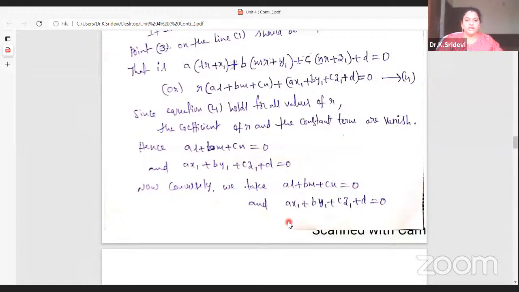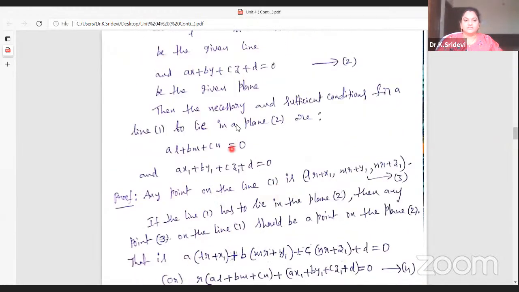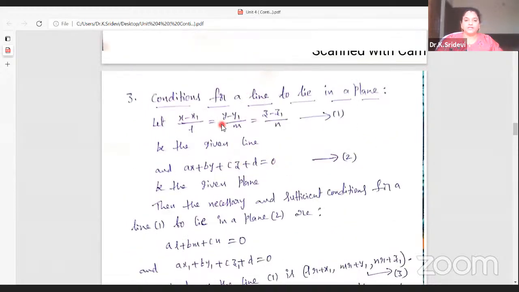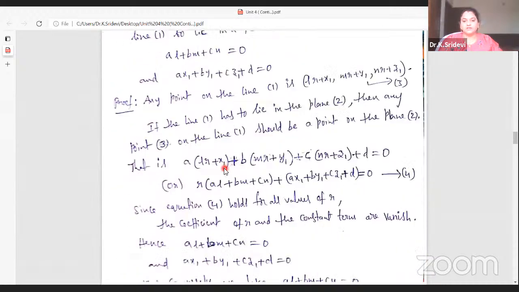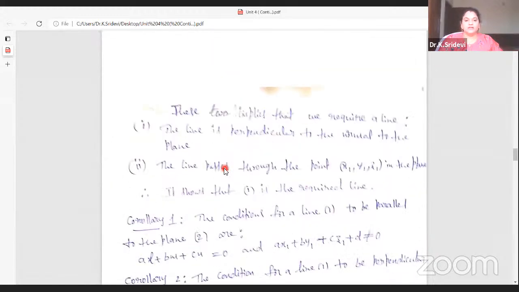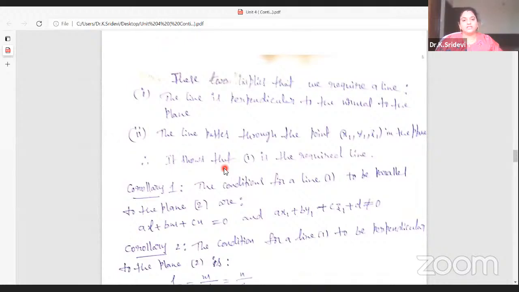So one condition is satisfied. The other condition is ax1 plus by1 plus cz1 plus d equal to 0. What is this condition? It shows that the line passes through the point x1, y1, z1 in the plane ax plus by plus cz plus d equal to 0. So from these two equations we can get this line and this plane. Then the converse result also holds. So these two conditions are the conditions for the line to lie in the plane.